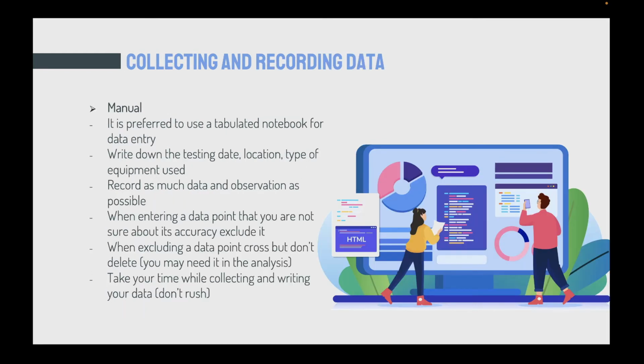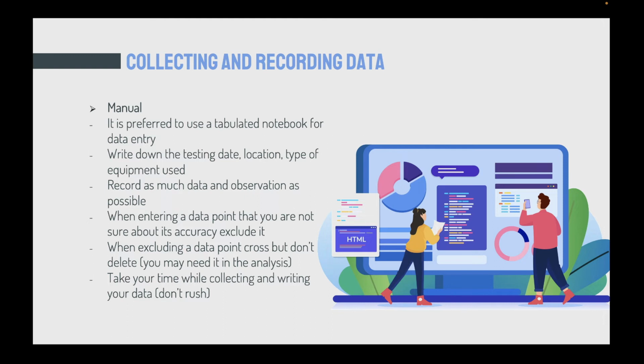For collecting and recording data, we have the manual way. As we mentioned, if you want to go with the manual way, it's strongly preferred that you use a tabulated notebook for your data entry to be able to enter the data in an Excel style, but in a manual way. Write down your testing date before you start, the location of testing, the type of equipment you use. Like you enter the lab today, you have a computer, a Windows-based computer, and the date today, the time today is this and that. And you say what type of equipment you're using. That's very important when you're in a lab doing scientific or engineering research. It's important to know when you entered the lab.